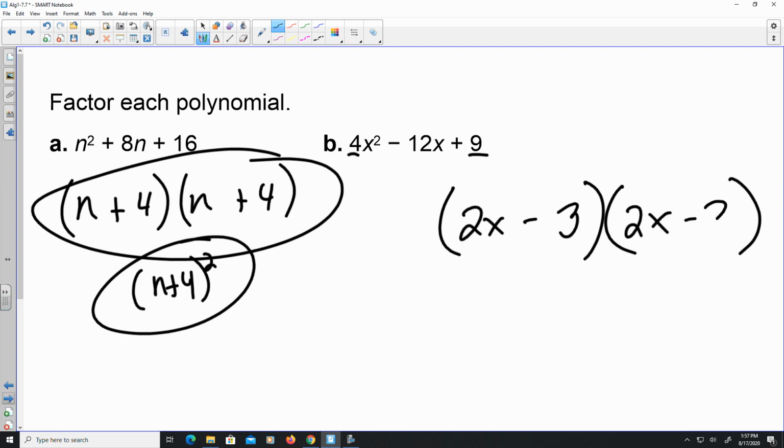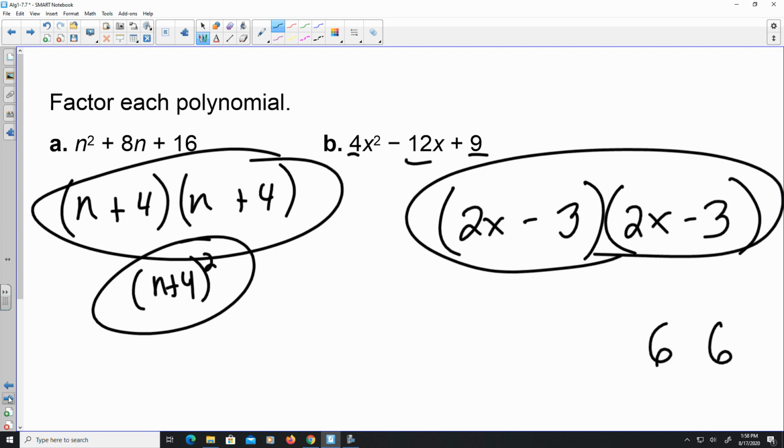All right, let's double check. 2 times 3 is 6. 3 times 2 is 6. Do their sums give me 12? Yes, they do. So you can say that this is my factored out polynomial. You can easily write this as 2x minus 3 quantity squared.